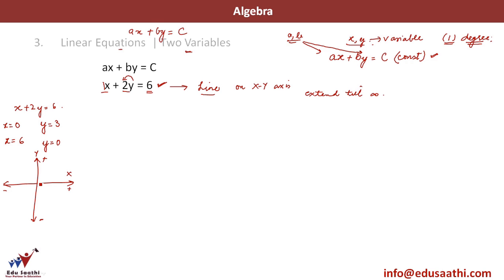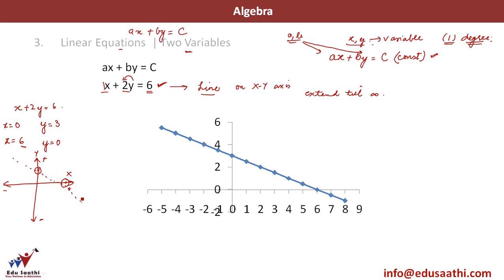Plot the 2 points, 0, 3. So when x is equal to 0, y is equal to 3, the point will be here. When x is equal to 6, y is 0, the point will be somewhere here. Now if you join the 2 points and extend them till infinity, you get the line. This is what it will look like.